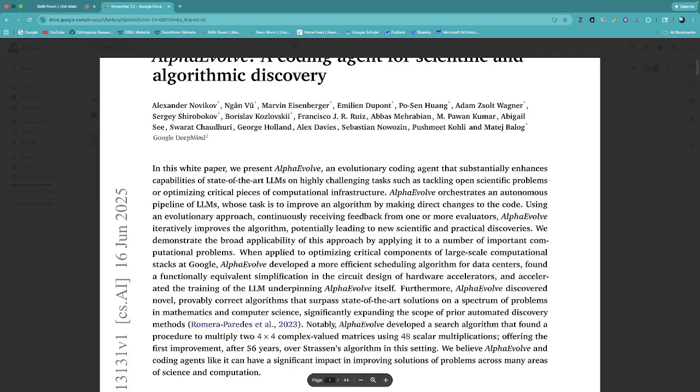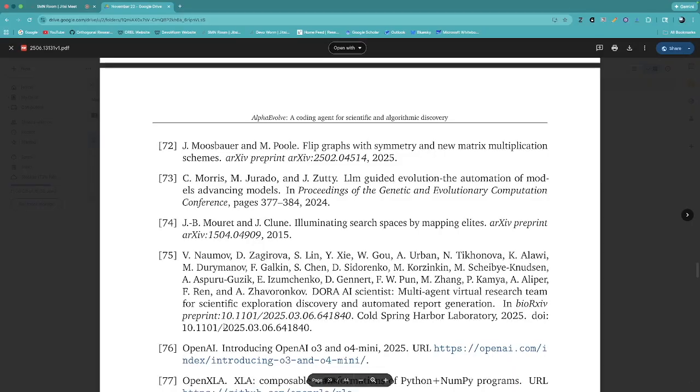2023. Notably, AlphaEvolve developed a search algorithm that found a procedure to multiply two 4x4 complex valued matrices using 48 scalar multiplications, offering the first improvement after 56 years over Strassen's algorithm in this setting. We believe AlphaEvolve and coding agents like it can have a significant impact in improving solutions to problems across many areas of science and computation. So this Romero-Paredes et al. paper.